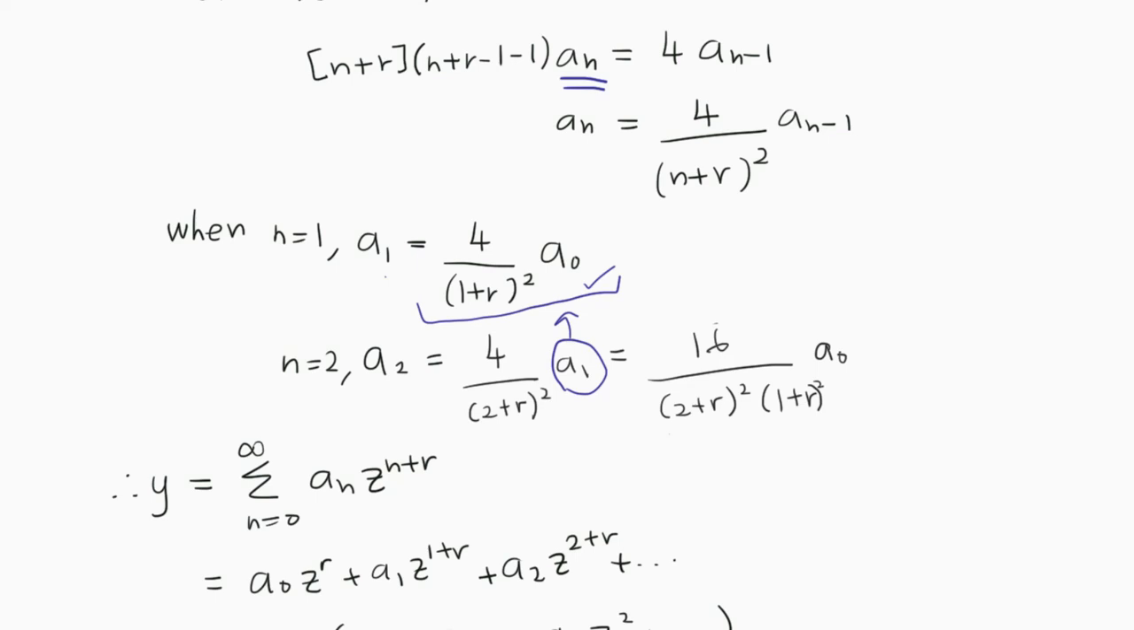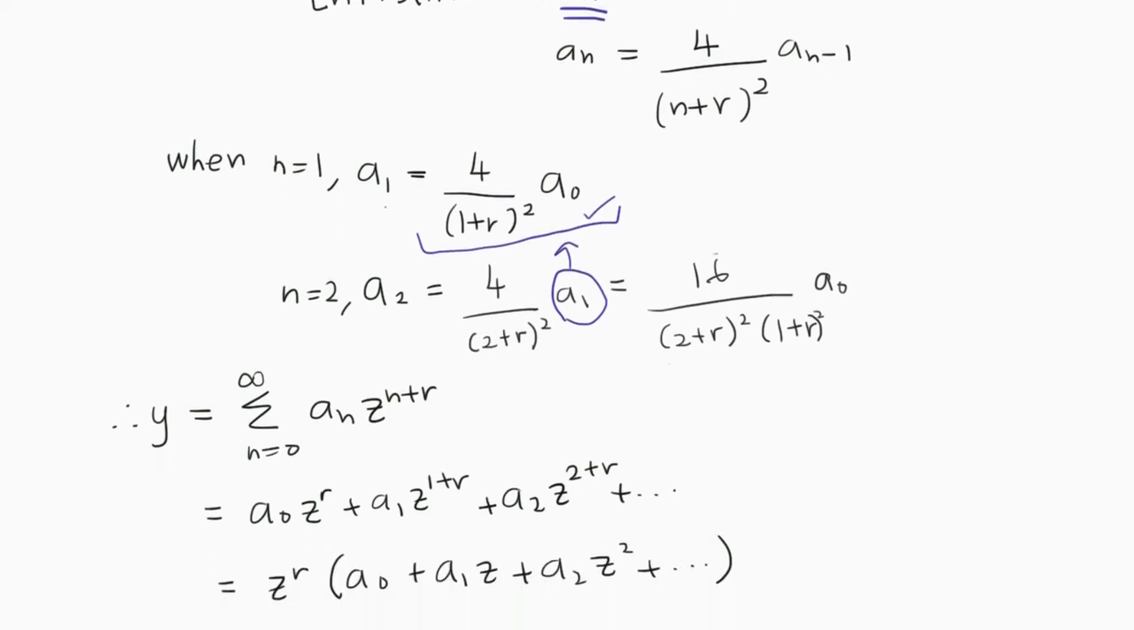Okay, next would be solving the power series. We have y equal to the summation from n equals 0 to infinity of a n z to the power of n plus r. Expanding the summation, we will have this equation, and factorizing z to the power of r, our y will be z to the power of r times a naught plus a 1 z plus a 2 z squared plus until infinity.